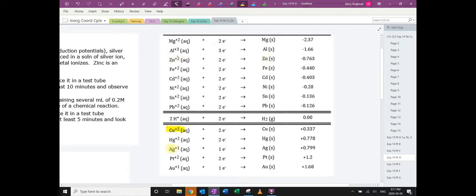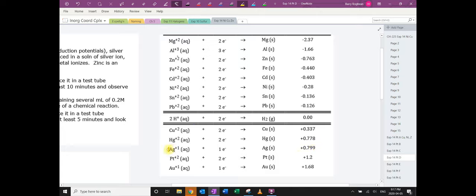Copper and silver are below hydrogen on the activity series. In their case it is the opposite. Copper 2 ion gaining electrons, that is the reduction of copper 2 to copper metal, is quite favorable. That means that copper would prefer to exist as the element. Likewise, silver 1 reduced to silver metal, its reduction potential is plus 0.8 volts.